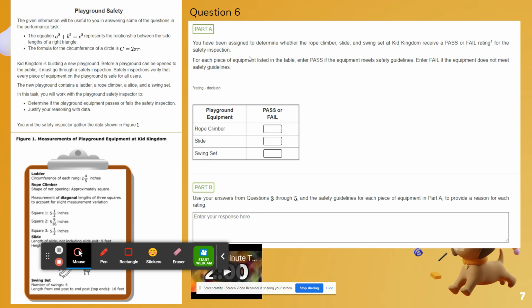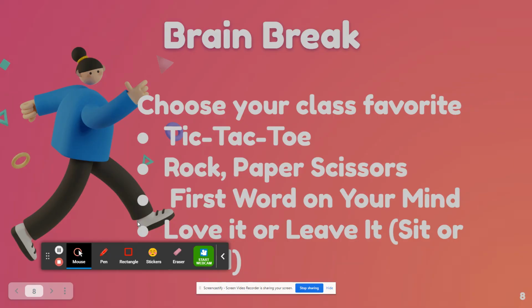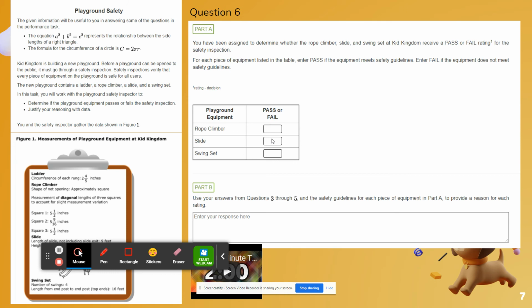Now this one says you've been assigned to determine whether equipment has passed or failed. For each of the equipment listed in the table, enter pass if the equipment meets the safety guidelines, enter fail if it does not. The rope climber. If we go back and look at the rope climber, right? We put that it passed, right? So we put pass here. The slide, on the other hand, we failed it. And then on the swing set, we also failed it. So we put pass, fail, fail.